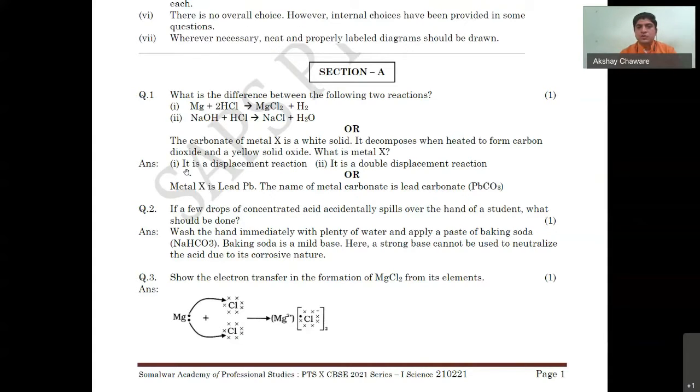The optional question was: the carbonate of a metal X is a white solid. It decomposes when heated to form carbon dioxide and a yellow solid oxide. What is the metal X? Obviously, that metal is lead, and the metal carbonate is lead carbonate.